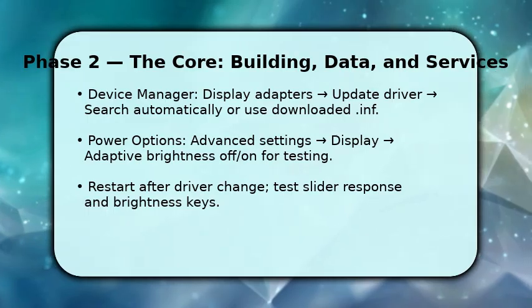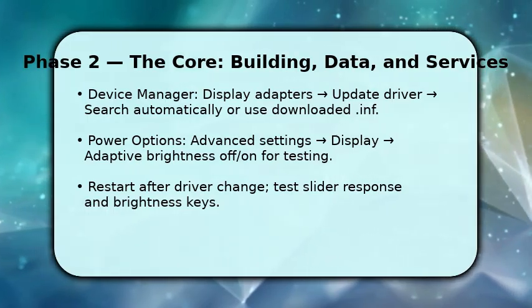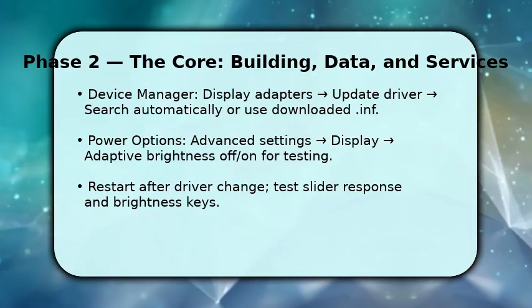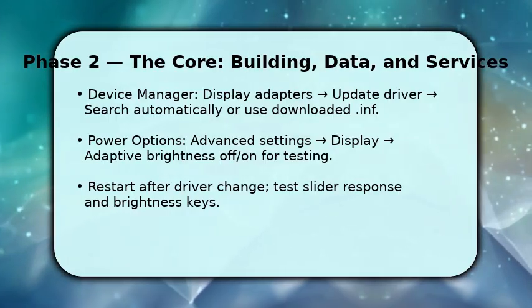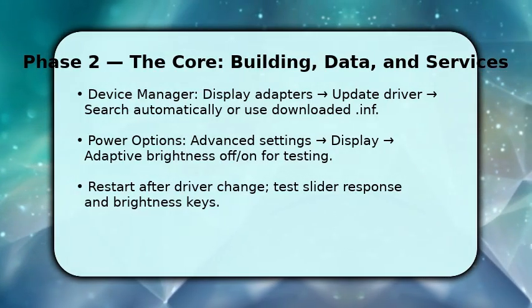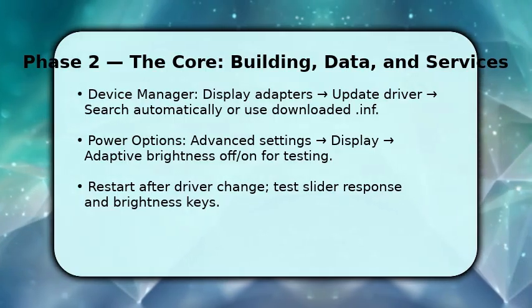Next, open Power Options, edit your plan's advanced settings, and toggle adaptive brightness to isolate software dimming. Once done, restart the PC to load drivers. Finish by restoring stability and documenting what works.